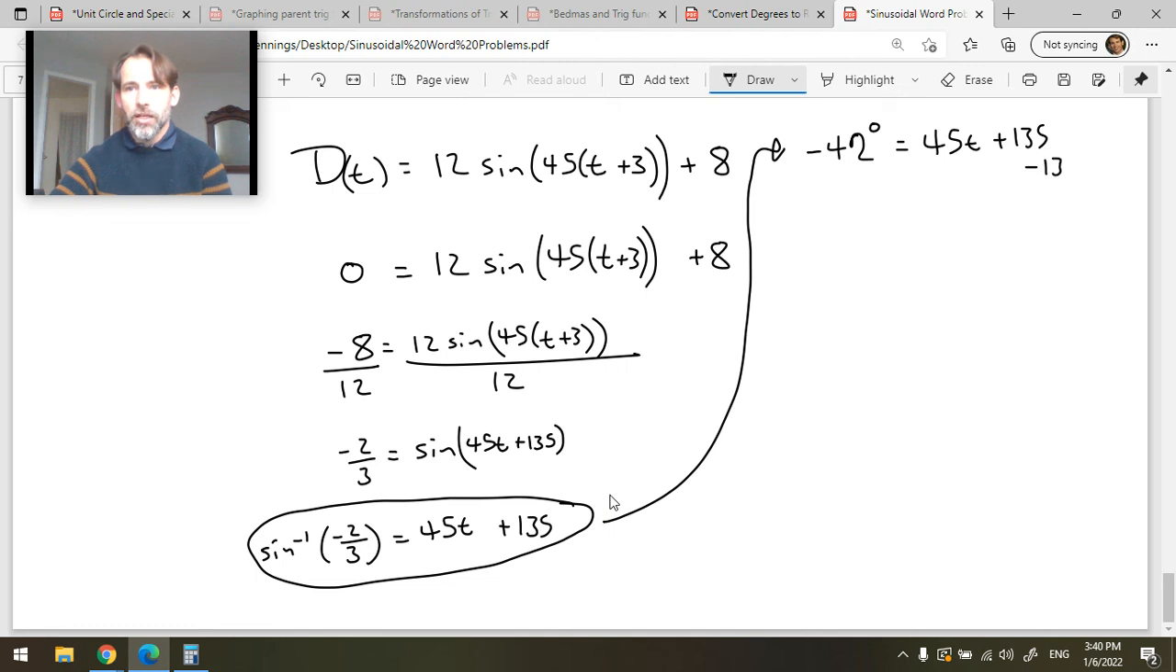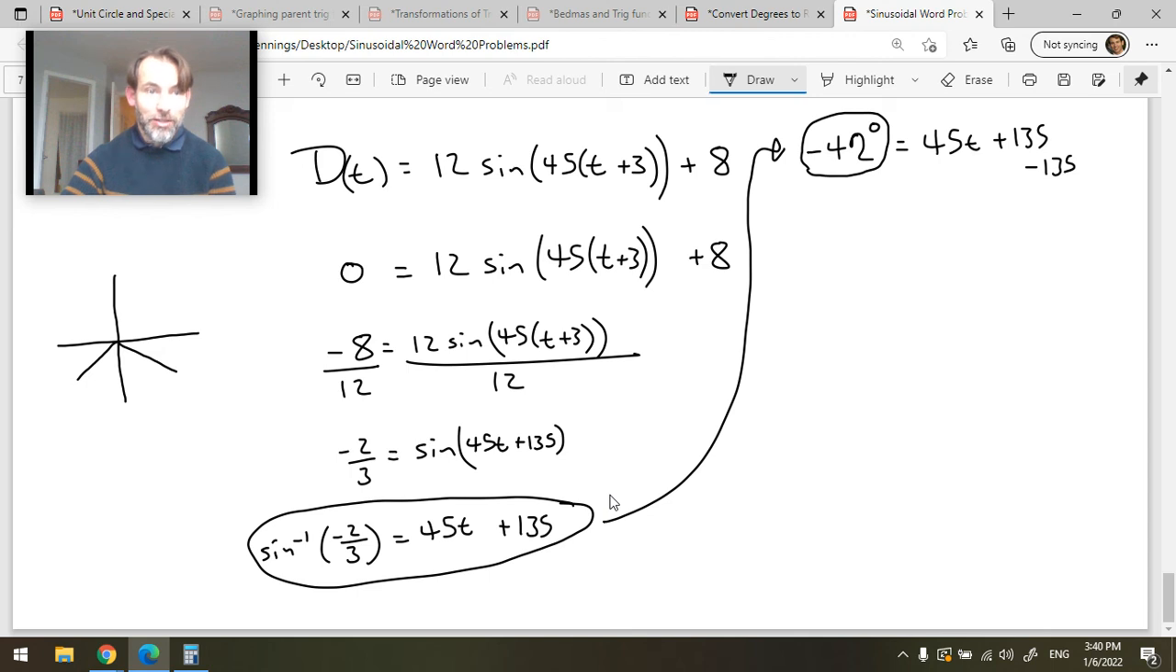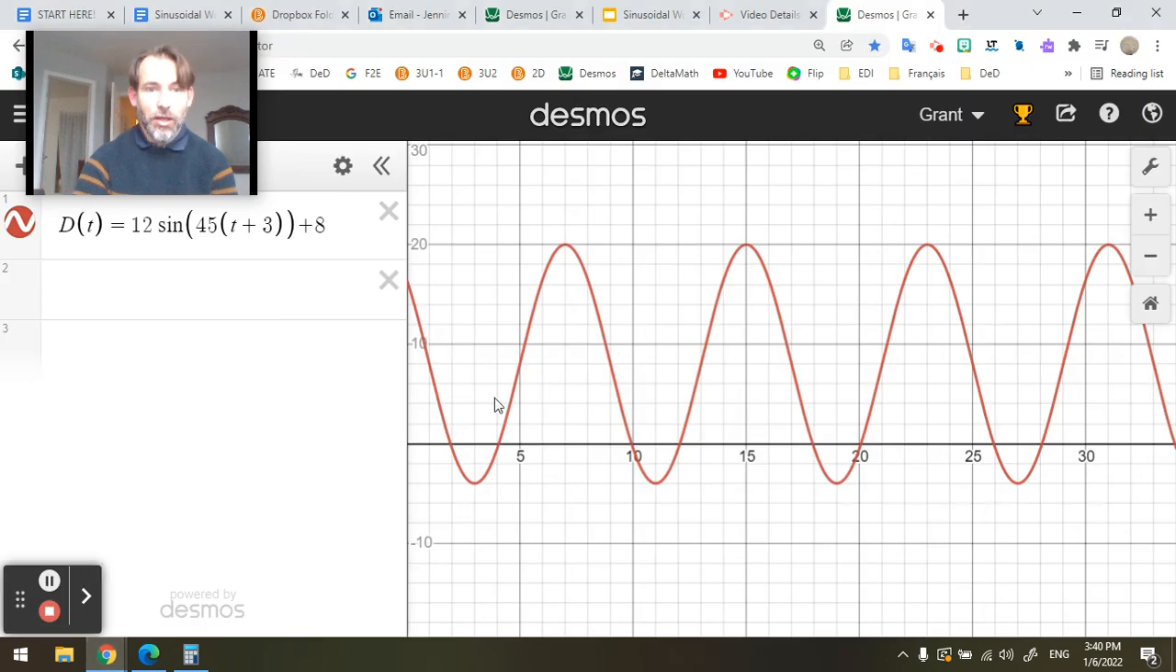Subtract 135 from both sides. Oh, and here we can do something else. We want to look at this negative 42 degrees, and we want to find other angles that have the same sine as that. So let's take a look at it. Here is negative 42 degrees. And what has the same sine as that? This angle over here will also qualify. And that's going to be the two solutions that we have. Where are those two showing up in the function? Well, they're showing up there and there.